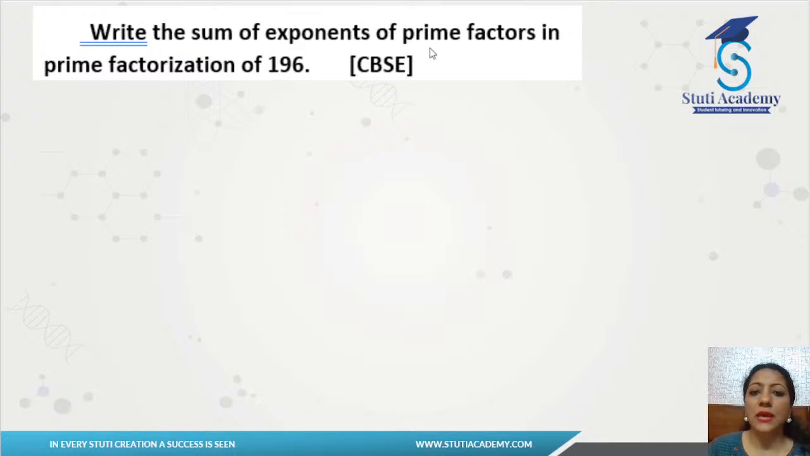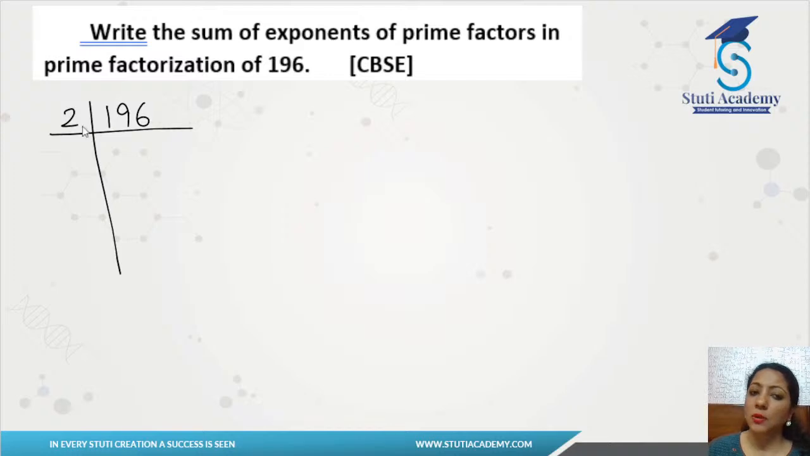write the sum of the exponents of prime factors in the prime factorization of 196. So we have 196 here. I'm going to first prime factorize it. We have to find the sum of the exponents of prime factors. So the first step is we are going to first find the prime factors. So we'll start with 2 here.